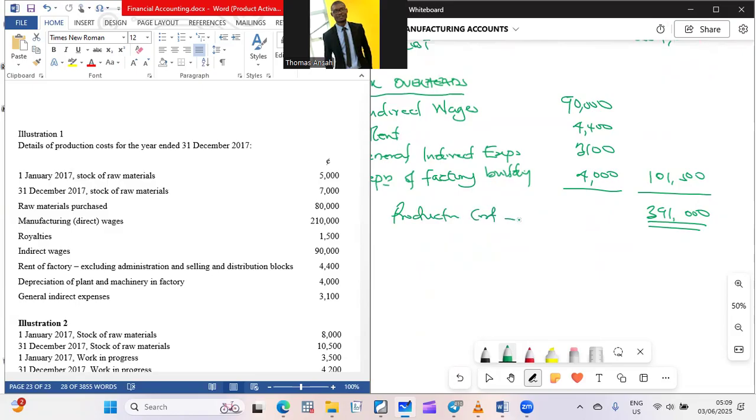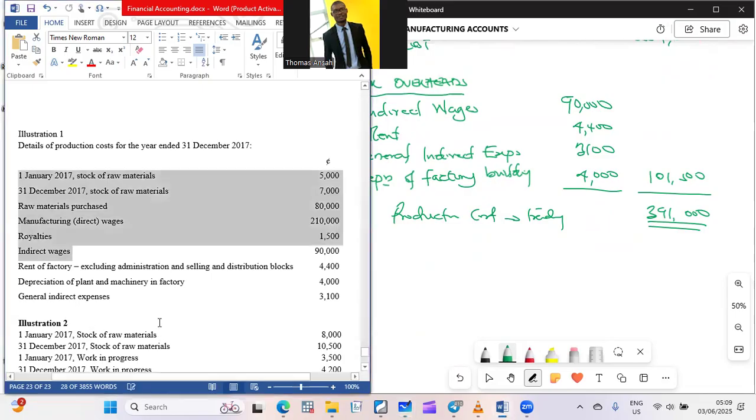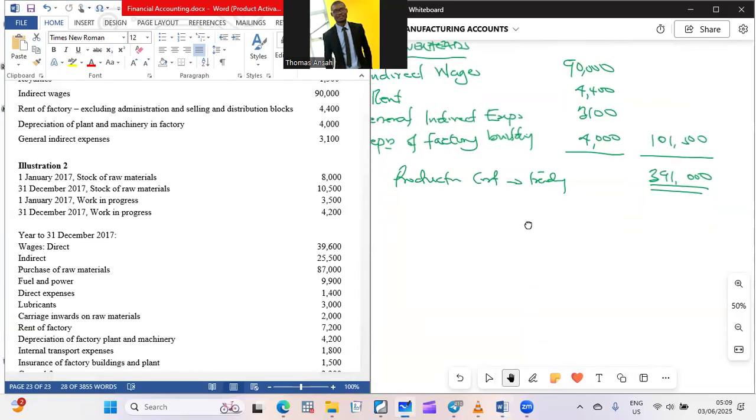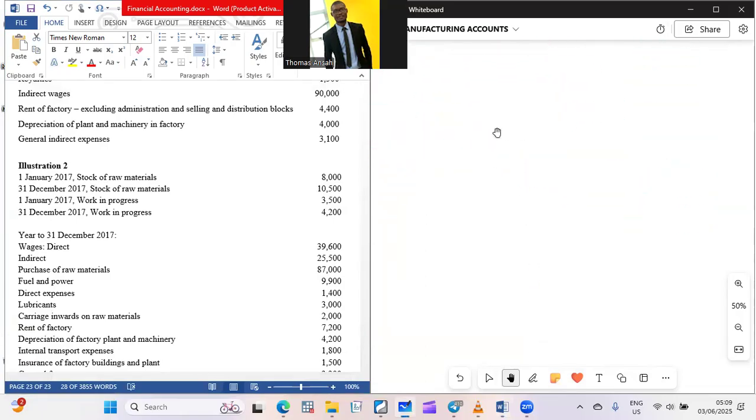All right, to the trading. If there were work in progress, you add opening work in progress and less closing work in progress. All right, so that is that. So I think this one will do. Let's look at the second illustration.